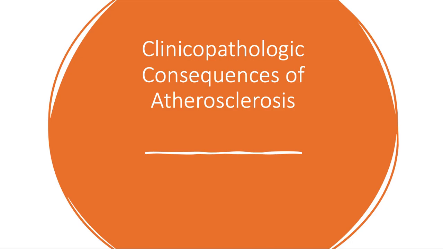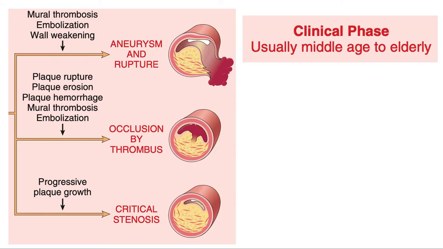Large elastic arteries like aortic, carotid, and iliac arteries, and large and medium-sized muscular arteries like coronary, renal, and popliteal arteries are the vessels most commonly involved by atherosclerosis. Accordingly, atherosclerosis is most likely to present with signs and symptoms related to ischemia of the heart, brain, kidneys, and lower extremities. Myocardial infarction or heart attack, cerebral infarction or stroke, aortic aneurysm, and peripheral vascular disease or gangrene of extremities are the major clinical consequences of atherosclerosis.